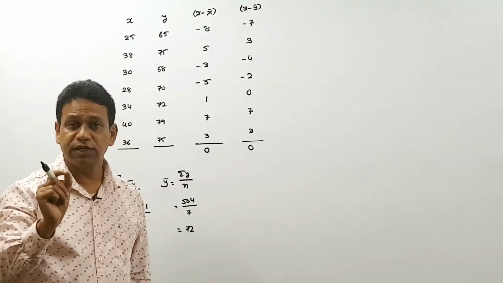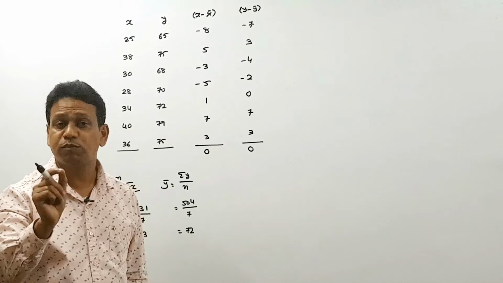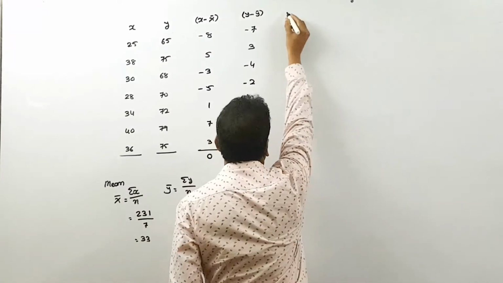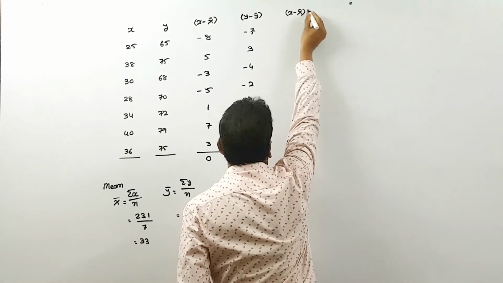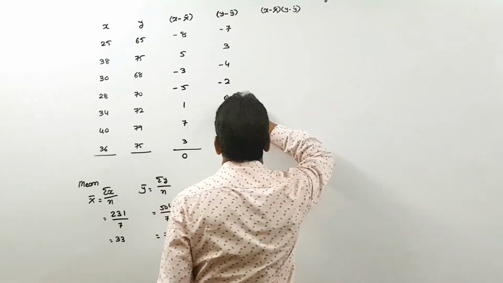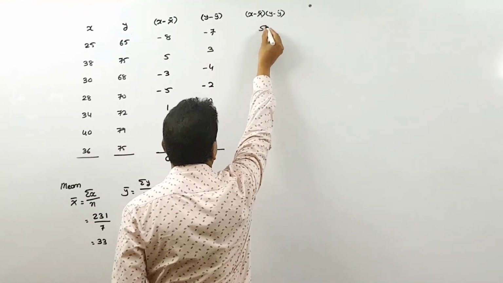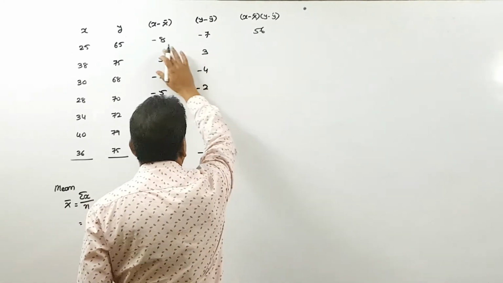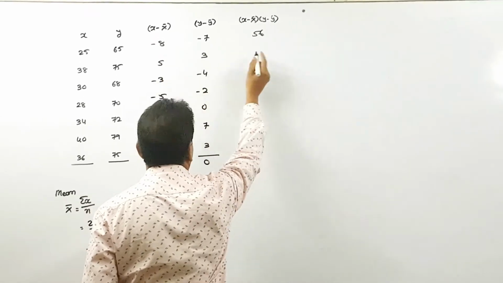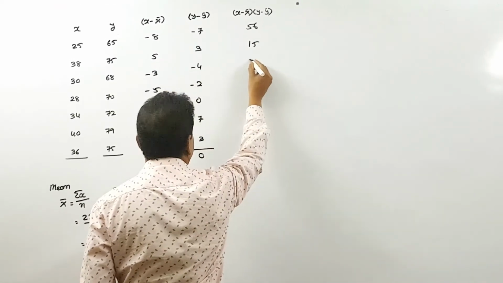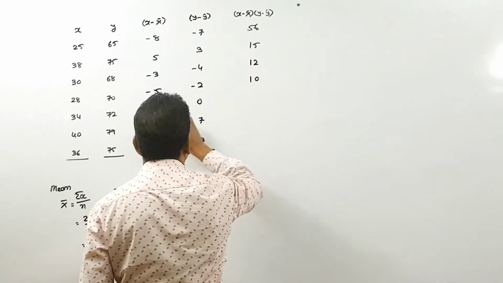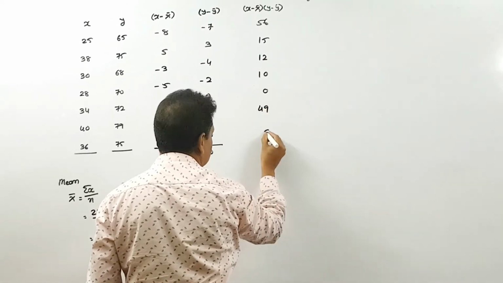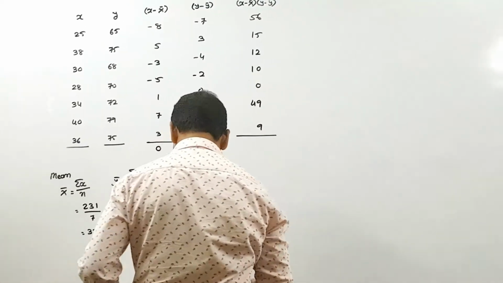Remember, Karl Pearson's method is also known as the product moment method. So you have to find the product of these two. The product is x minus x bar into y minus y bar. So 8 7s are 56, minus minus plus. Always take care while multiplying, and please pay attention to the sign. 5 3s are 15, 4 3s are 12, minus minus plus, 5 2s are 10 plus, 0 into 1 is 0, 7 7s are 49, and 3 3s are 9. And please get the total of this column also.